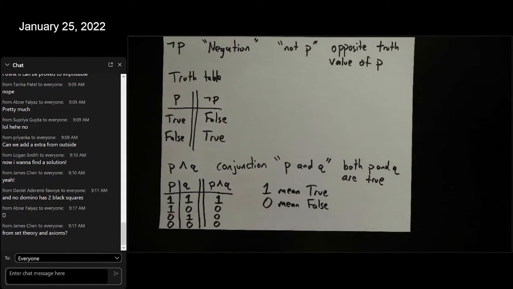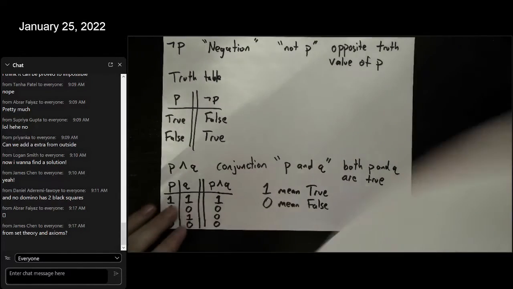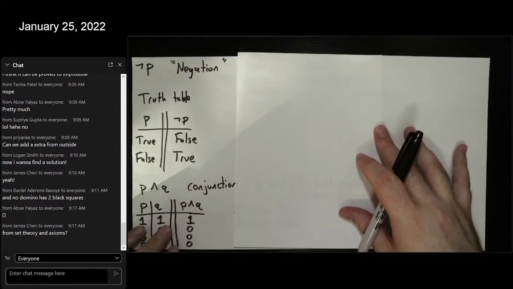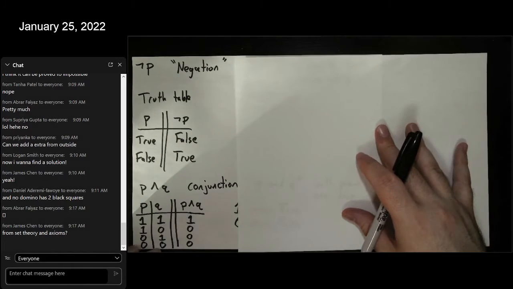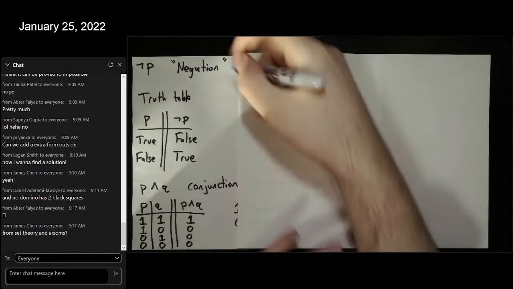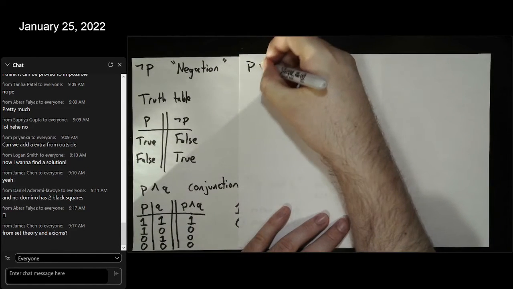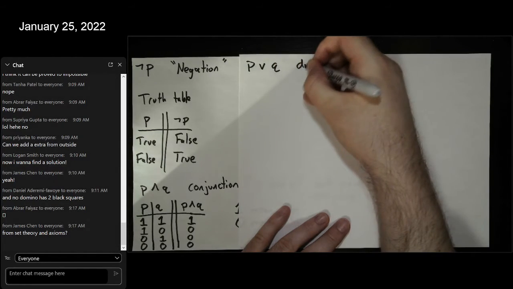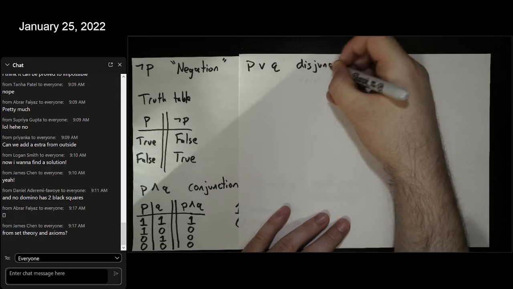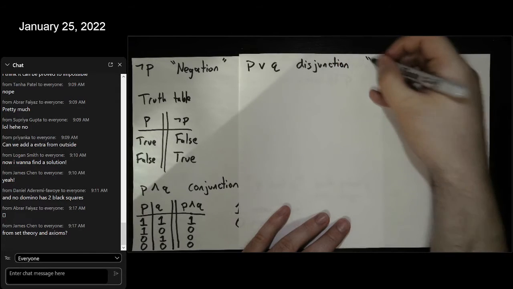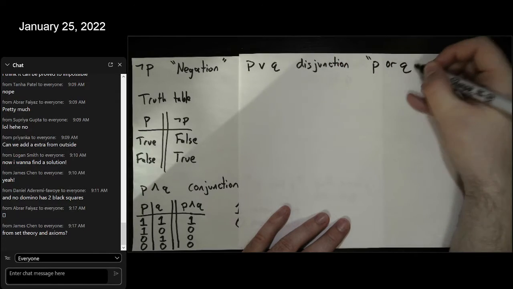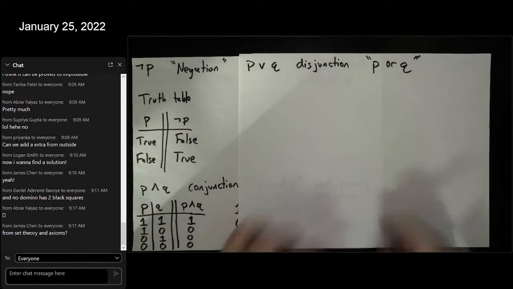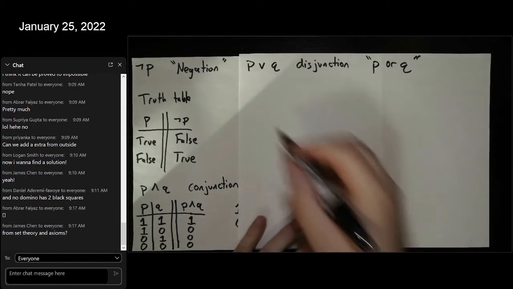I'm going to try and leave this truth table up. So the next one, we've seen conjunction. The next one is disjunction, P disjunction Q, an arrow pointing down. And this means P or Q. So this one is true if P is true or if Q is true.